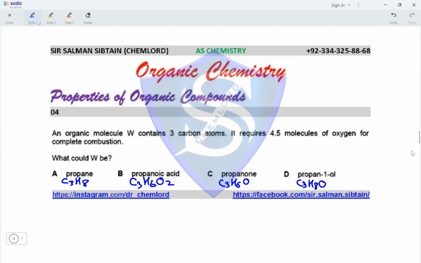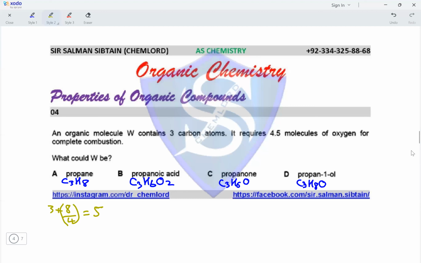So now we need to find out which of these has a requirement of 4.5 moles of oxygen for complete combustion. For propanone, the requirement would be x plus y upon 4. So 3 plus 8 upon 4, where 8 upon 4 is 2, and plus 3 is 5 moles. So for propanone, we need 5 moles.